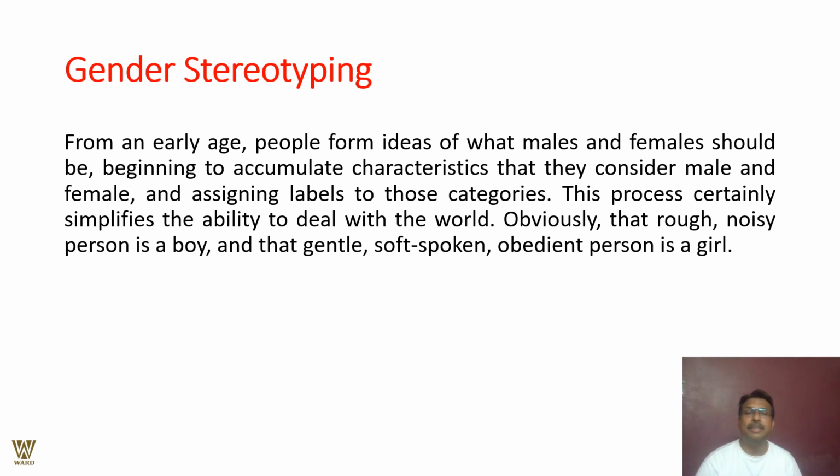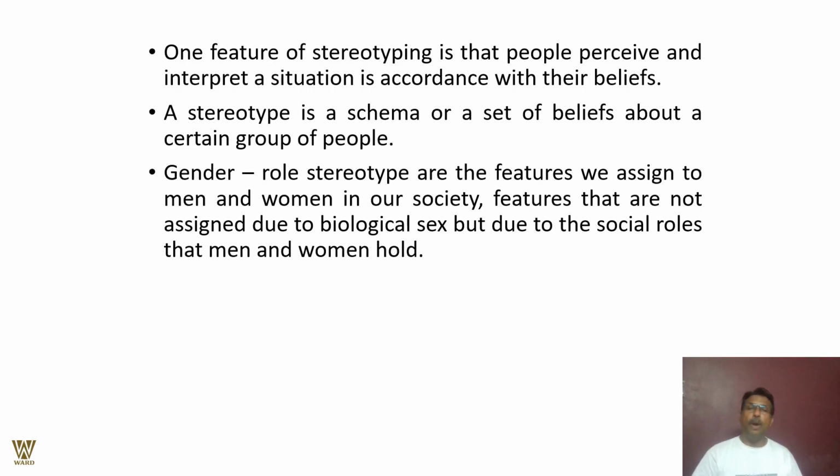This process certainly simplifies the ability to deal with the world. Obviously, that rough, noisy person is a boy, and that gentle, soft spoken, obedient person is a girl, is something which has been stereotyped altogether. One feature of stereotyping is that people perceive and interpret a situation in accordance with their beliefs. A stereotype is a schema or a set of beliefs about a certain group of people. Gender role stereotypes are the features we assign to men and women in a society, features that are assigned not due to biological sex, but due to the social roles that men and women hold.